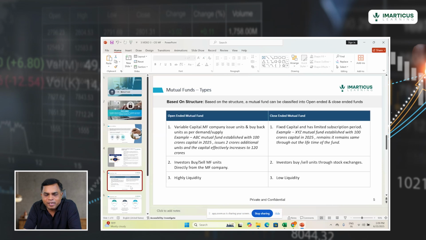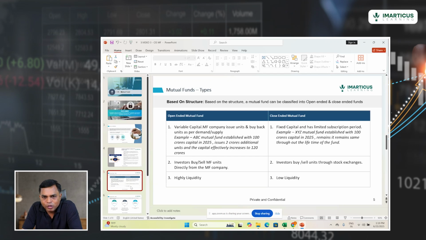Now there are basically three features based on which we classify a fund into open-ended and closed-ended. First one is capital. An open-ended fund has a variable capital, which means the number of units will increase or decrease. Whenever a mutual fund issues units, the capital will increase, and whenever they buy back units, the capital of the mutual fund will decrease. So an open-ended fund has a variable capital, depending on the number of units issued or redeemed.